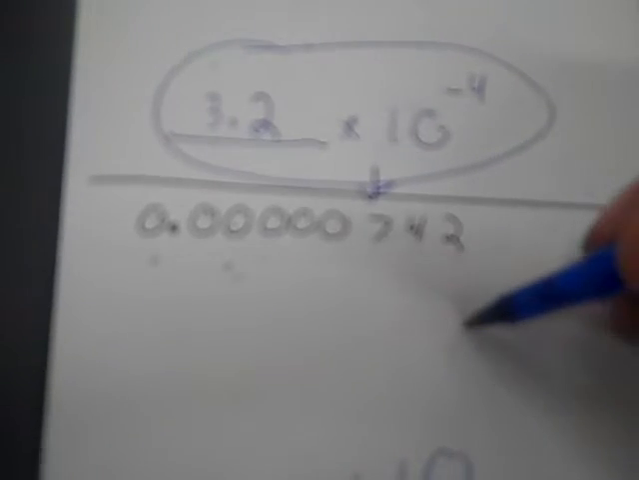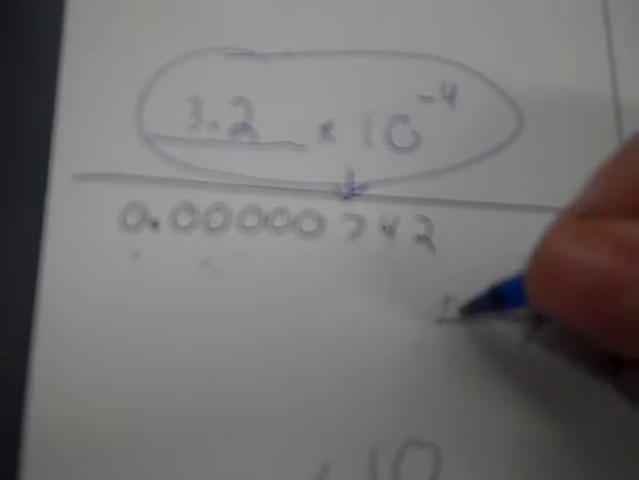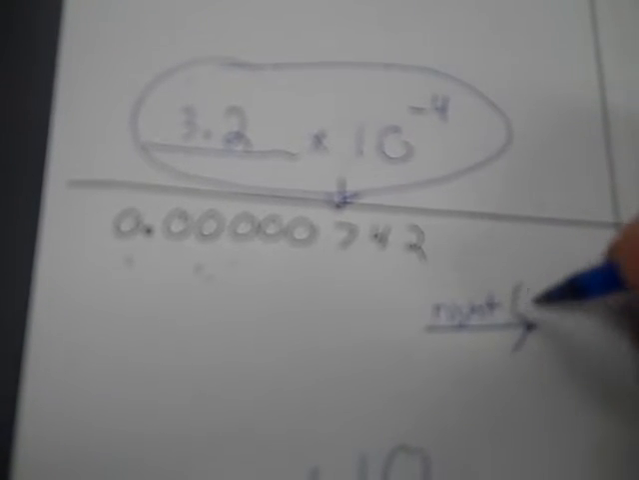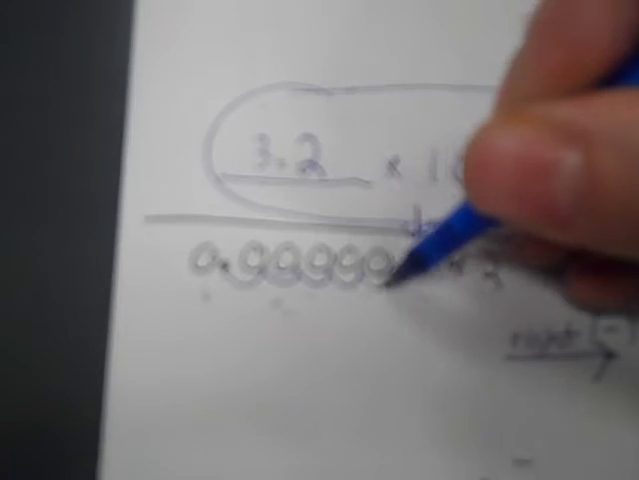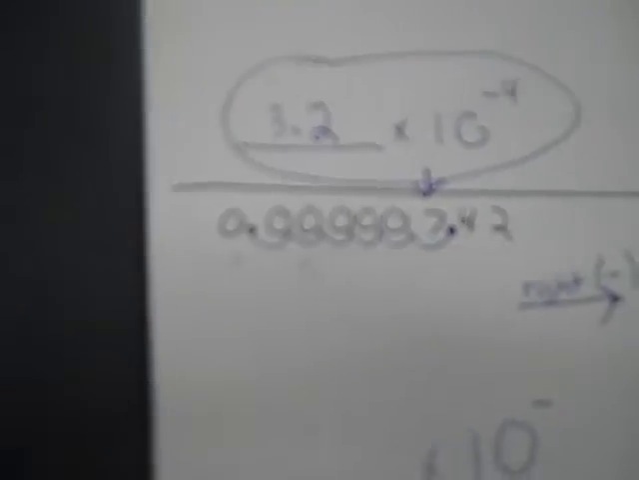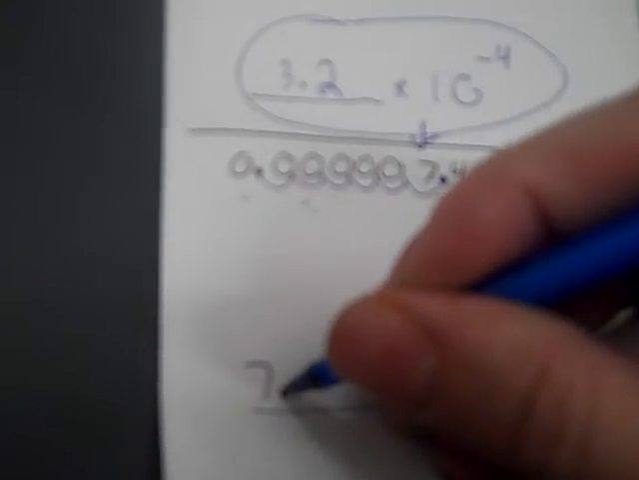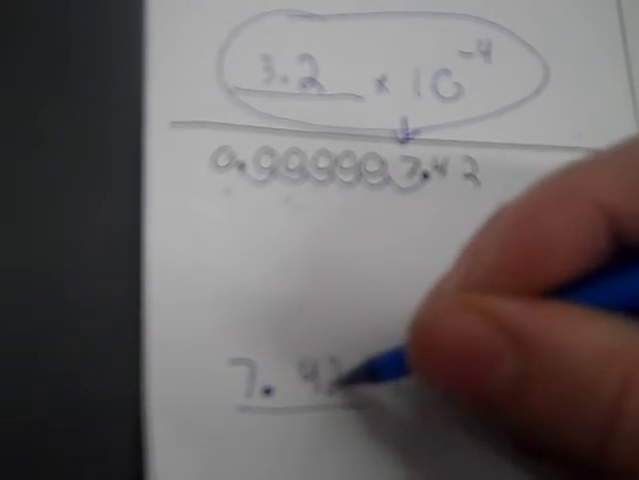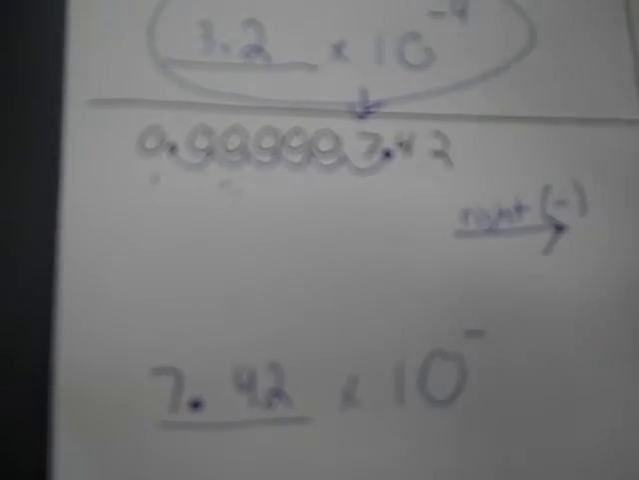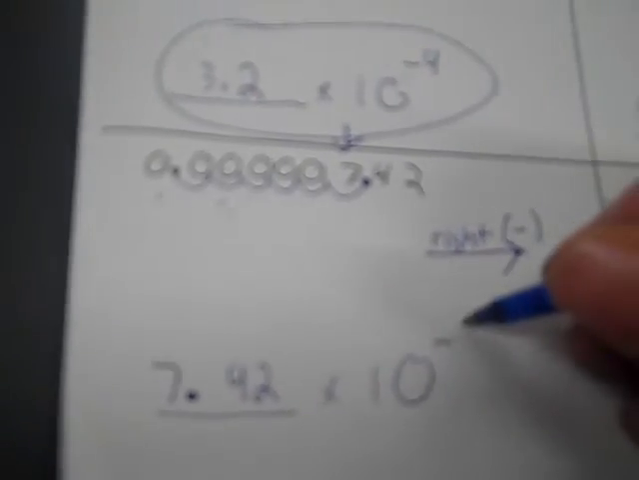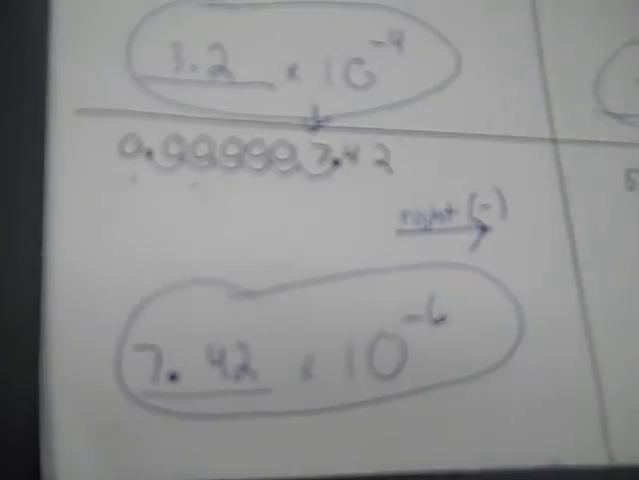So to get between 7 and 4, the decimal has to go that way to the right, which will make our exponent negative. I'm going to put a negative right there. So move it: 1, 2, 3, 4, 5, 6. Before the decimal, we have 7.42 times 10 to the power of negative 6.